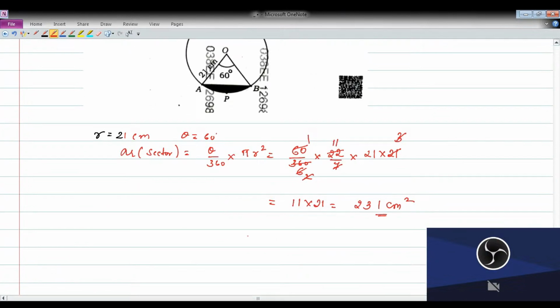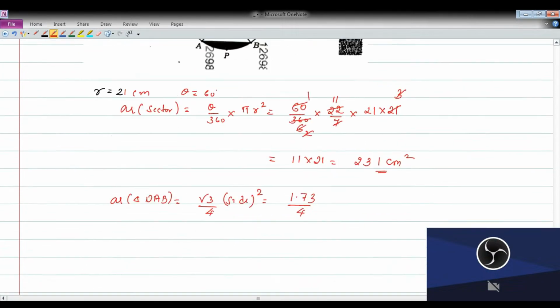Now to get the segment, I need to find out the area of the triangle. What is the area of triangle OAB? As theta is 60, this will become an equilateral triangle. So again the formula is root 3 by 4 into side square. This is equal to root 3 value, which is given as 1.73, divided by 4 into 21 square. That is 1.73 into 441 divided by 4.